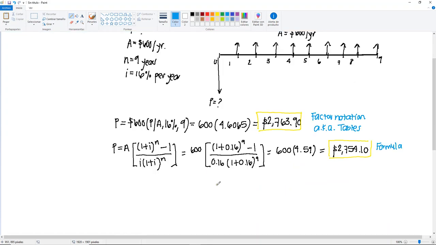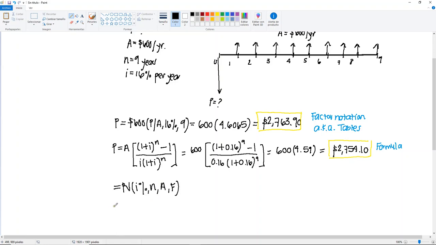Okay. Now, the third way of solving this problem is using the Excel function. So we're looking for P. That means that we're going to use the function for the present value. Okay, so the function would have the following parameters: the percentage, N, A, and F. Okay, so remember that we're not going to have all of them. Well, you have to have at least one of the capital letters.